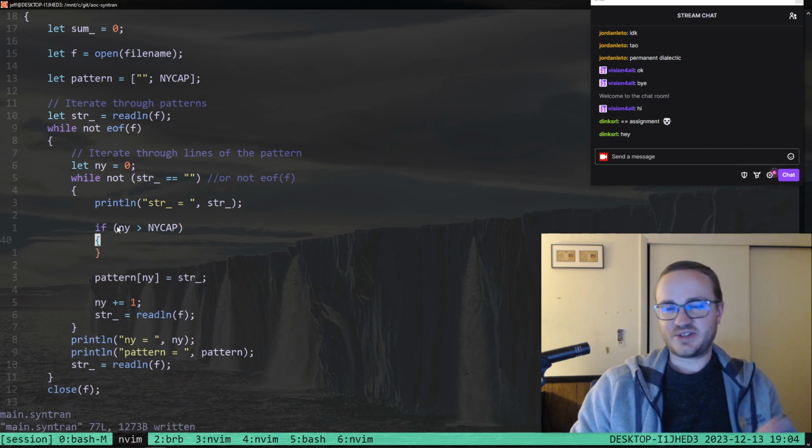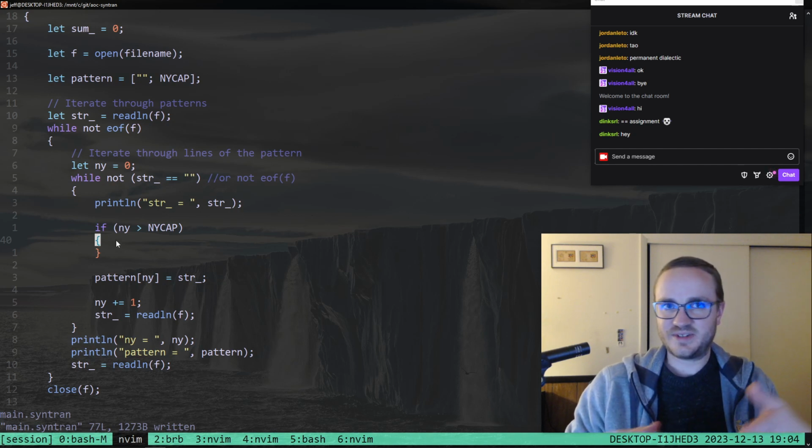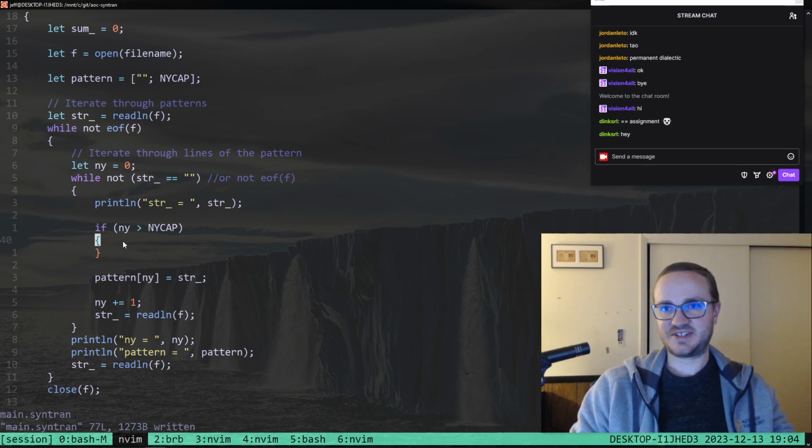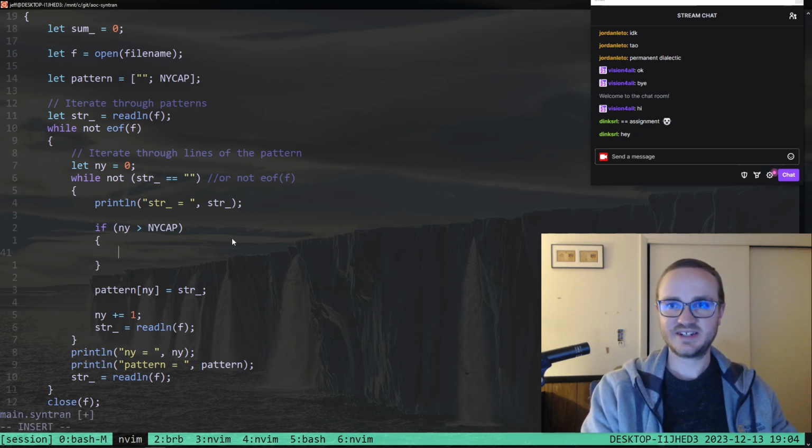What I should do, I should have an assertion, or I should exit to the system, or I should return early from this function, but I don't have any of those features in this language, so all I can do is print something.